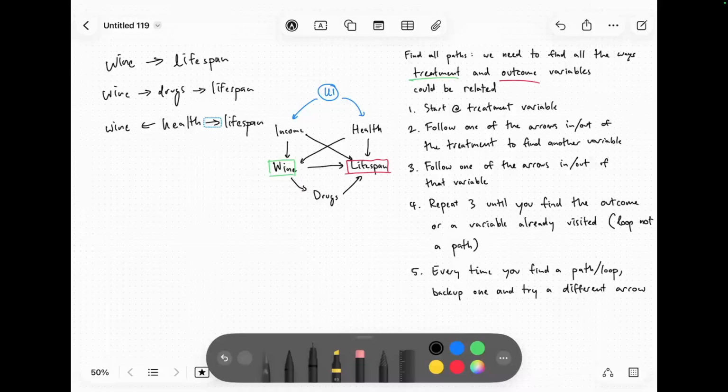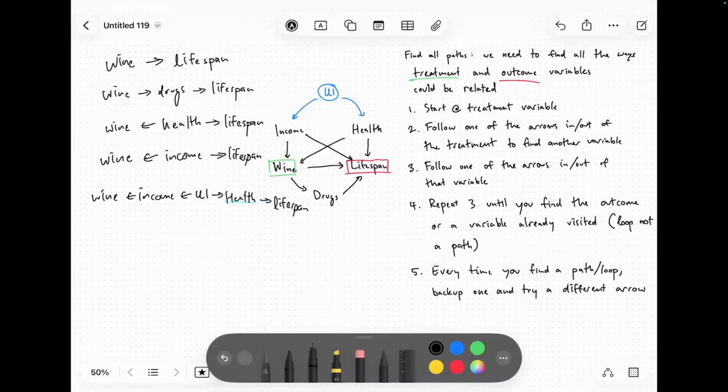Oh yeah, sure. Wine, income, lifespan. Okay, 3 more. You do like wine from income, from unobserved variable to health to lifespan. Perfect. Wine, income, U1, health, lifespan.